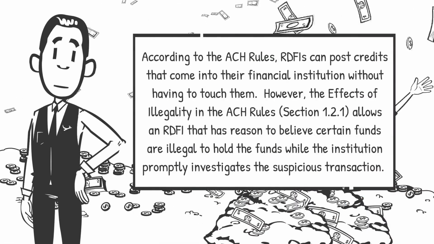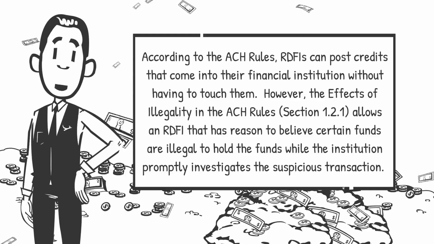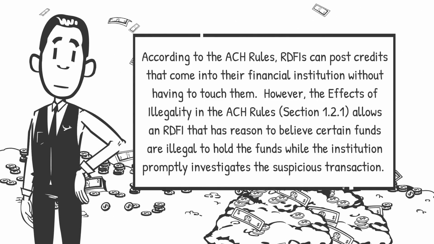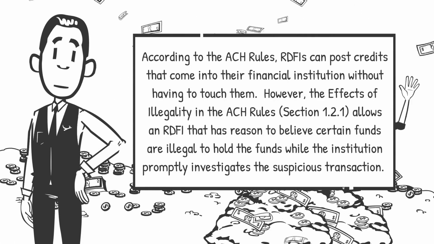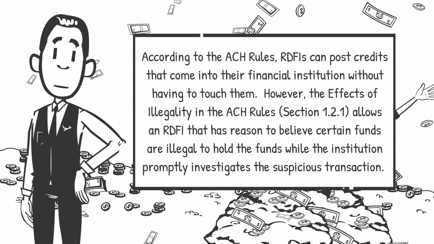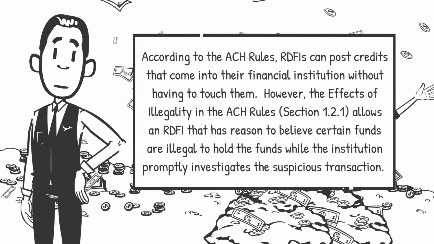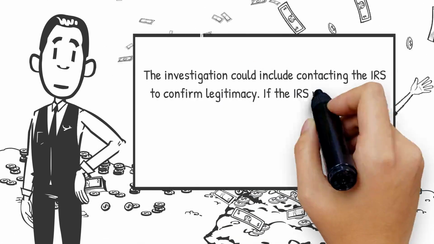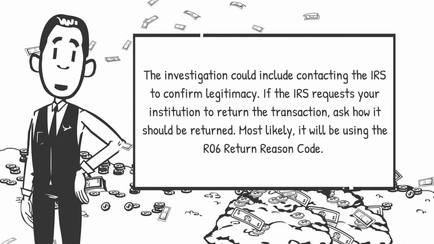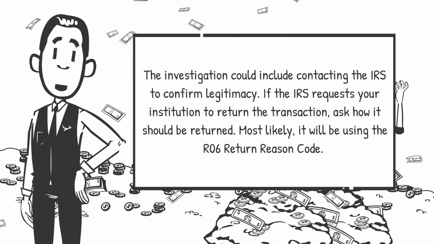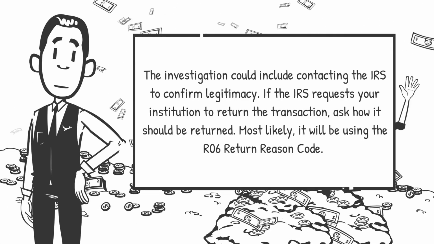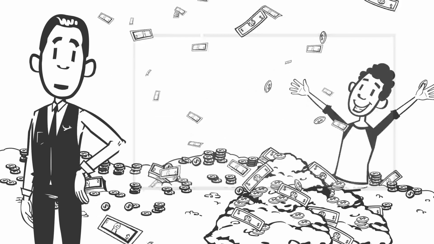According to the ACH rules, RDFIs can post credits that come into their financial institution without having to touch them. However, the effects of illegality in the ACH rules, section 1.2.1, allows an RDFI that has reason to believe certain funds are illegal to hold the funds while the institution promptly investigates the suspicious transaction. The investigation could include contacting the IRS to confirm legitimacy. If the IRS requests your institution to return the transaction, ask how it should be returned. Most likely, it will be using the R06 return reason code. You should document with whom and when you talk to the IRS.